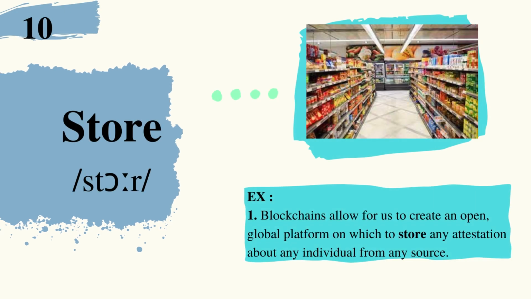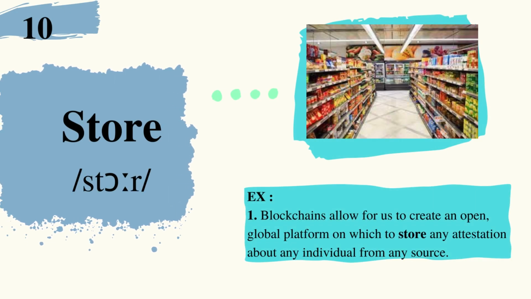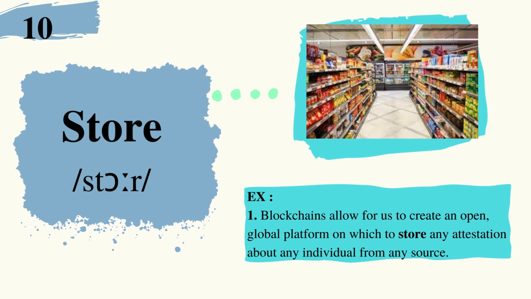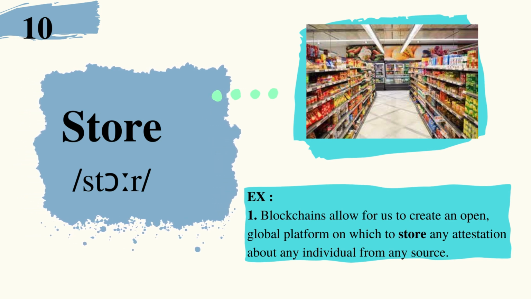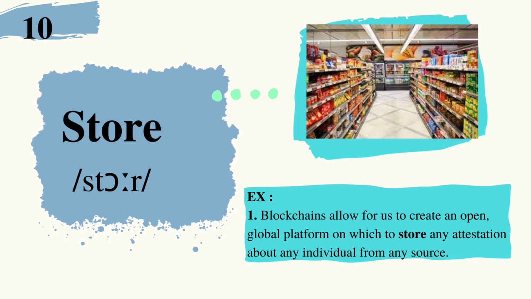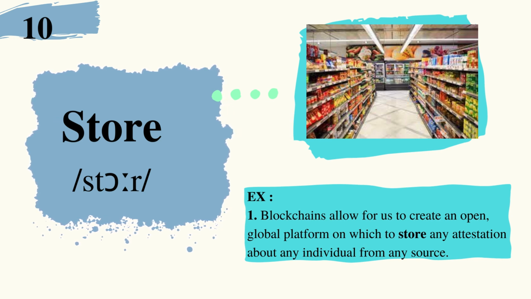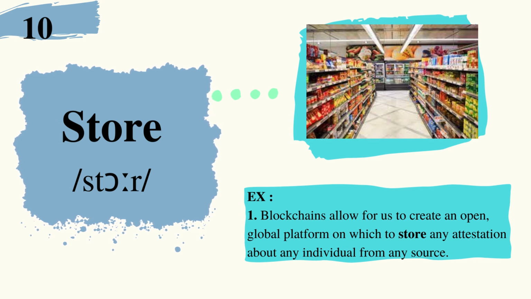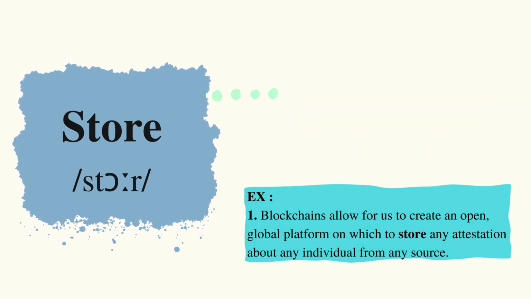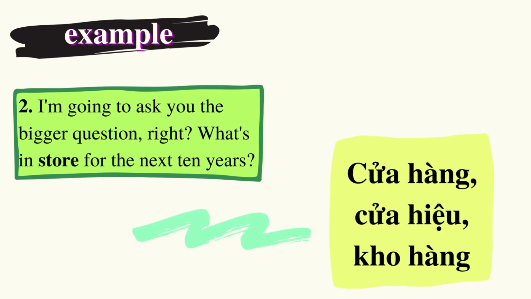10. Store. Store. Example. Blockchains allow for us to create an open global platform on which to store any attestation about any individual from any source. Now I'm going to ask you the bigger question, right? What's in store for the next 10 years?